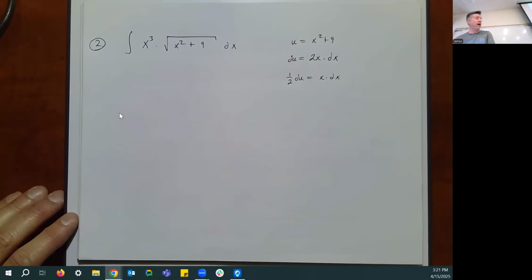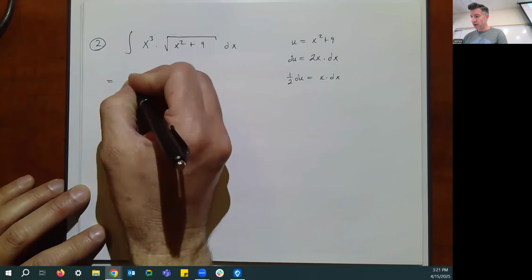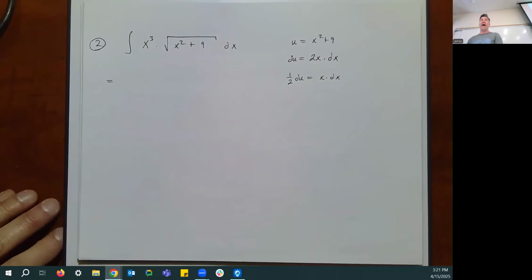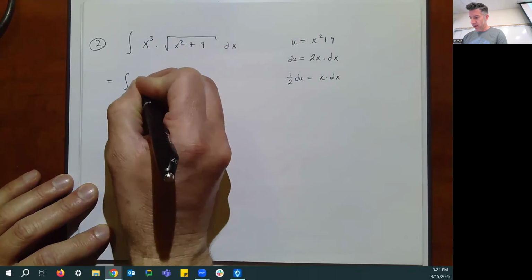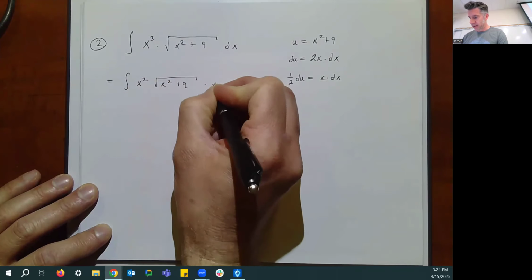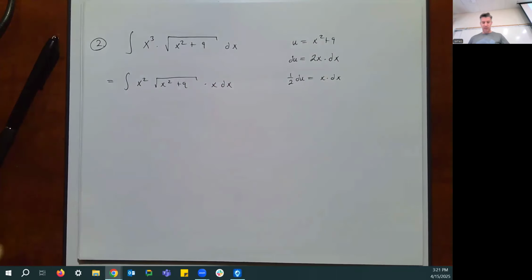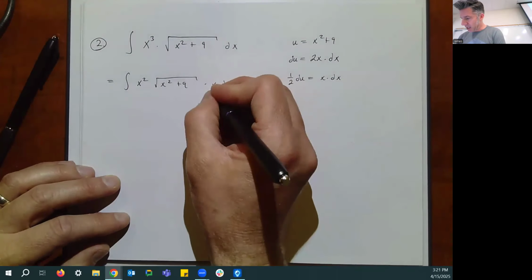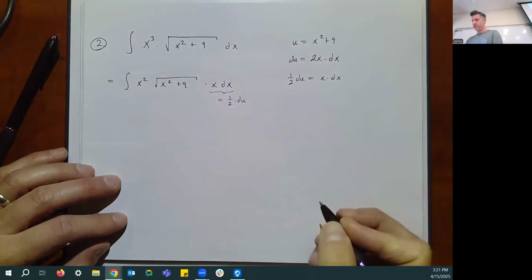But I certainly do have an x times dx in my integral. It's just hiding in the x cubed. So I'm going to rewrite my integral. You can probably skip this step if you like, but I think it's really helpful to rewrite the x cubed as x squared times x. And I like to put the x next to the dx so I can really see, oh yeah, that's just going to be my 1/2 du. And my x dx is equal to 1/2 times du.